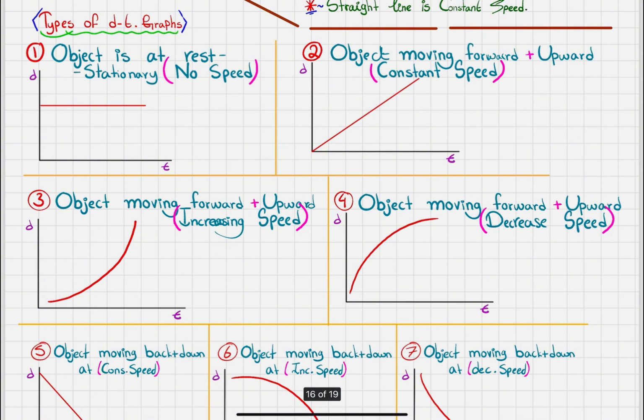The first one, again, is stationary because it's a horizontal straight line, so there is no speed. Objects moving forward, upward at a constant speed: a straight line starting from the origin, upward. Curve from the origin: object moving forward, upward at increasing speed. Backward curve from the origin: object is moving forward and upward at decreasing speed.